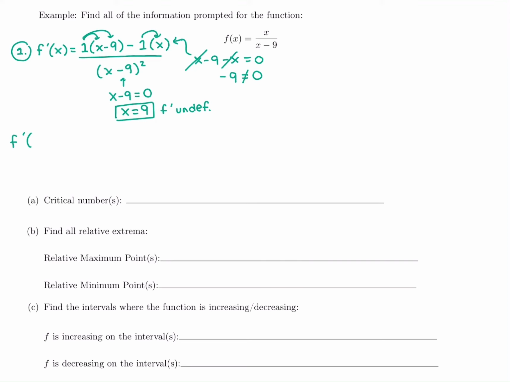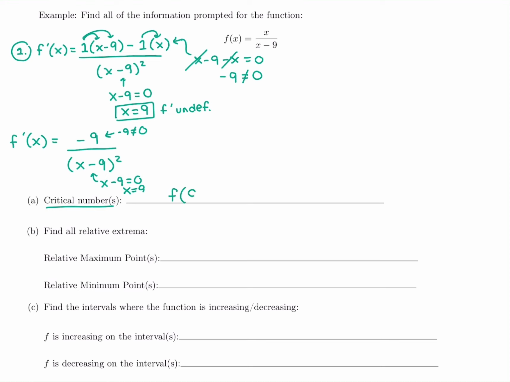So my simplified derivative ends up being negative 9 over x minus 9 all squared, and it has one thing that can make it 0 or undefined, and that is x is 9 from the denominator. The top can't be 0, but the bottom can. Negative 9 is never 0, but x minus 9 is when x is 9. Is it a critical number though? So we're asked for critical numbers here. Critical numbers are any numbers that make the derivative 0 or undefined, but also go into the original function. So it has to be within the domain.